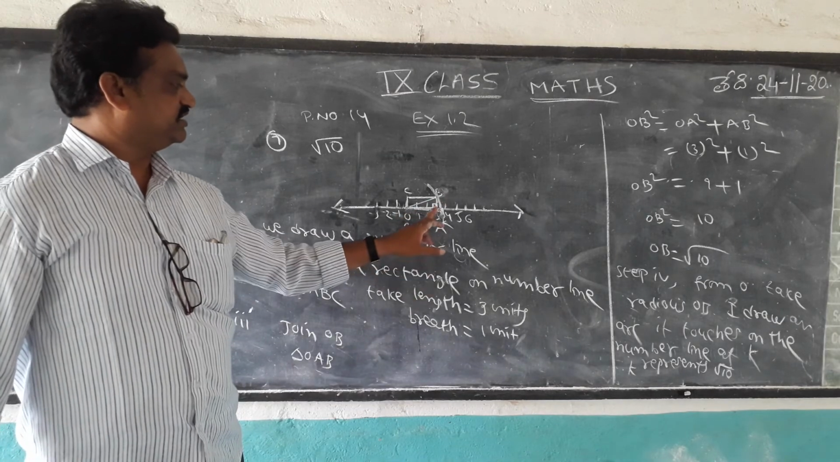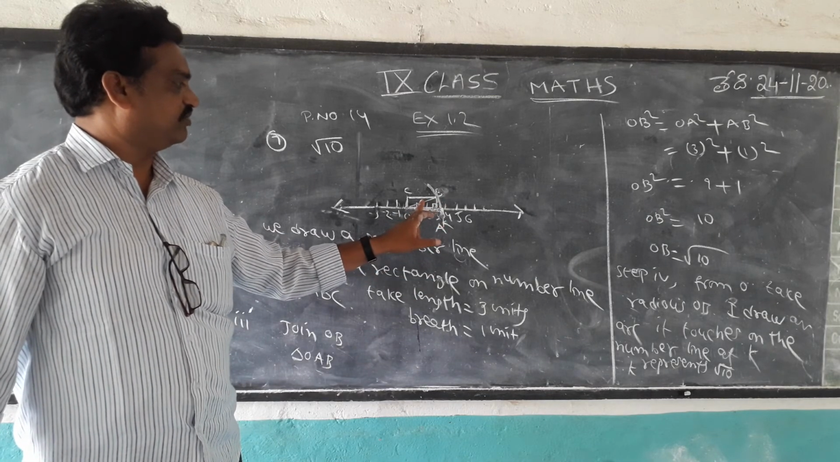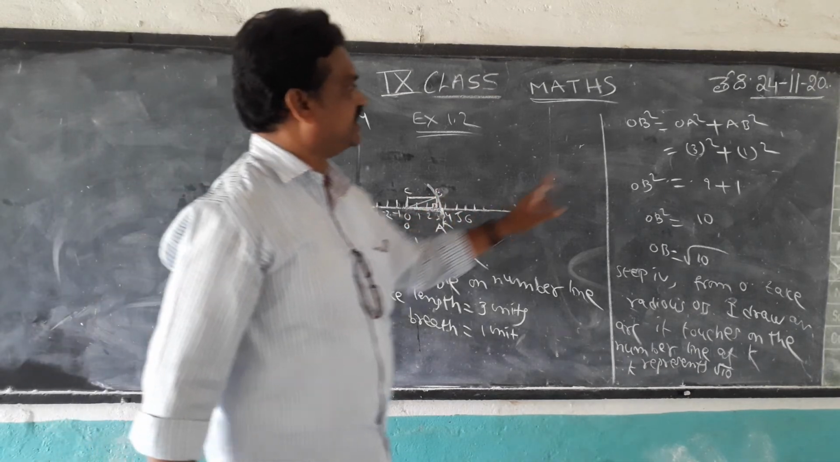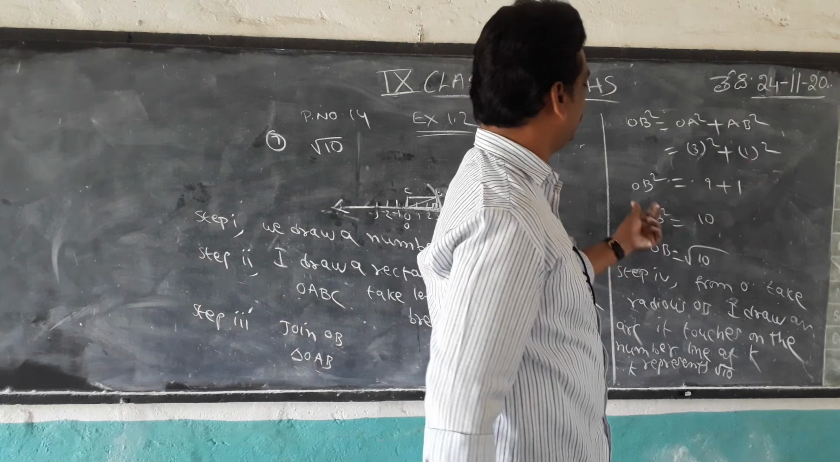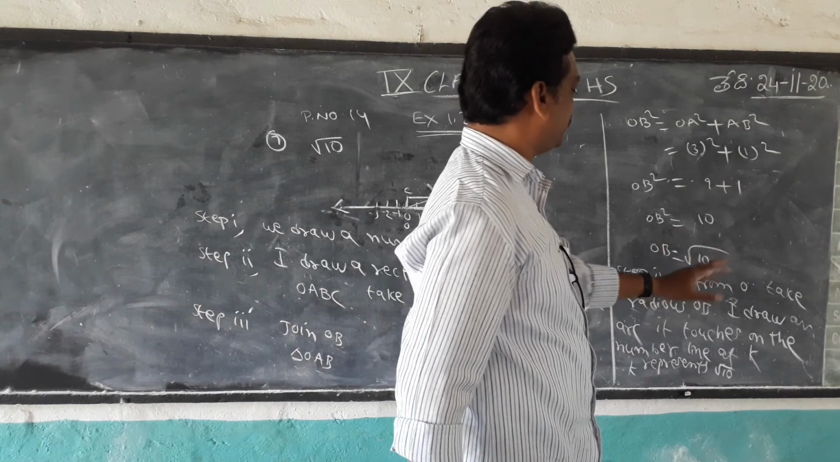OAB is a right angle triangle. This is 90 degrees, and the line opposite 90 is the hypotenuse. Hypotenuse square, that means OB square is equal to side square plus side square. OA equal to 3, AB equal to 1. 3 square is 9, 1 square is 1. The square going on the other side also changes into root. OB equal to root 10.